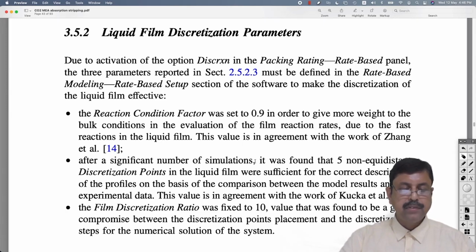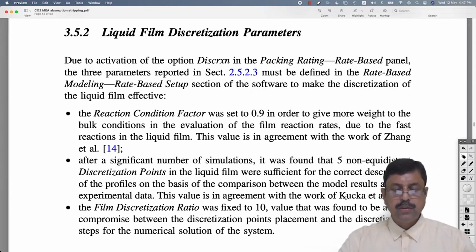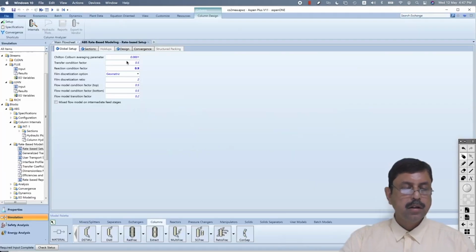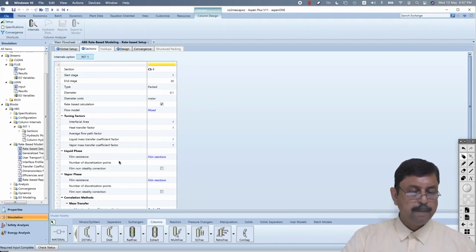After a significant number of simulations, it was found that 5 non-equidistant discretization points in the liquid film were sufficient for correct description of the profiles, and this value is in agreement with the work of Kuka et al. So for film discretization, first we will say the liquid phase film should be discretized, and it will ask for the number of discretization points. We'll say 5 because that has been found to be the best.